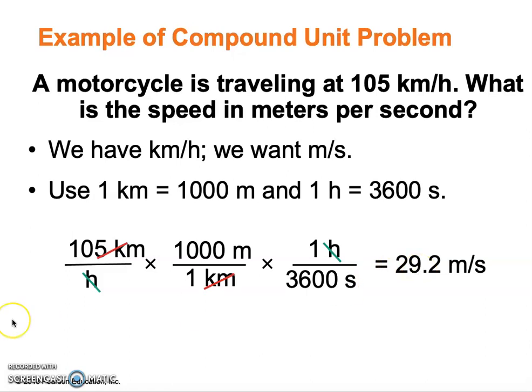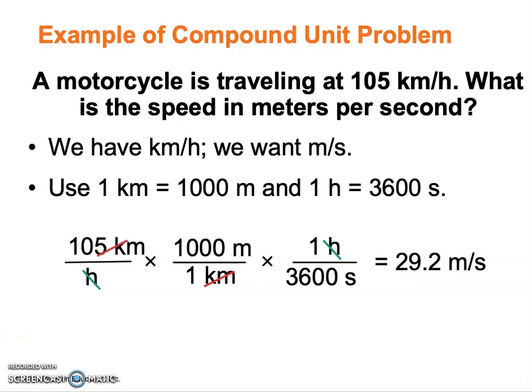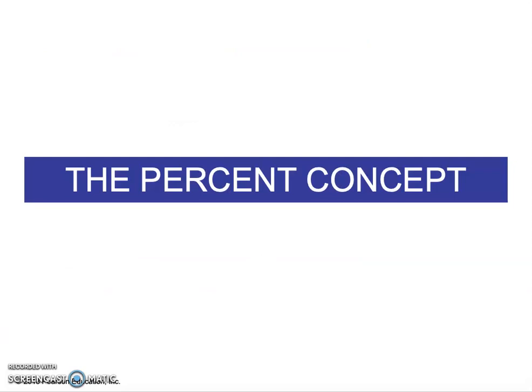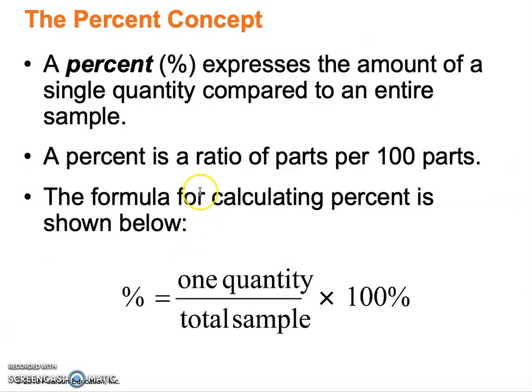Next, what we learned in this chapter is the percent concept. A percent, or this symbol for a percent, expresses the amount of a single quantity compared to the entire sample. A percent is a ratio of parts, whatever the parts are, per 100 parts. So the formula for calculating the percent is shown below. Percent equals one quantity over the total sample multiplied by 100%.